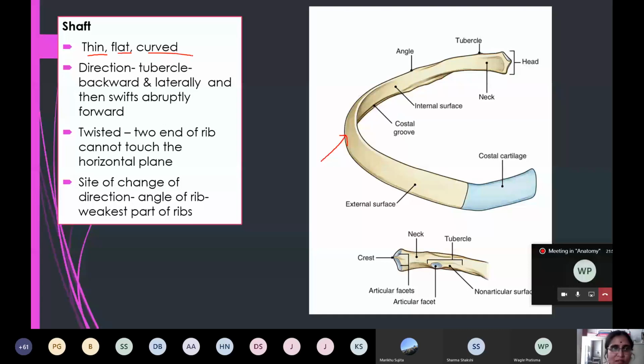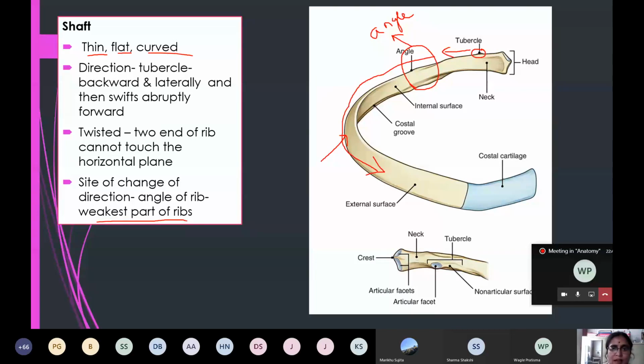Now what is the direction of the shaft? Here there is a tubercle. From the tubercle you can see the direction of the shaft is directed backward and laterally. Then there is a sudden turning forward, a point where the rib turns from backward and laterally to downward and forward. This turning point, the site of change, is known as the angle of the rib. And this is the weakest part of the rib.